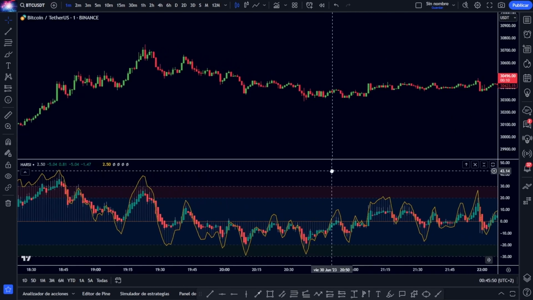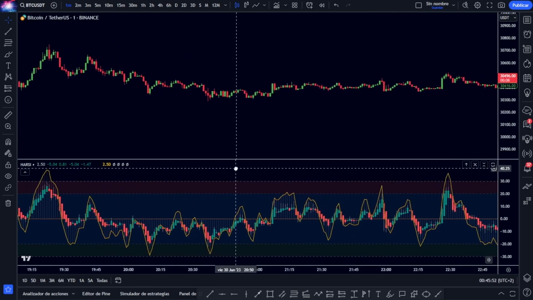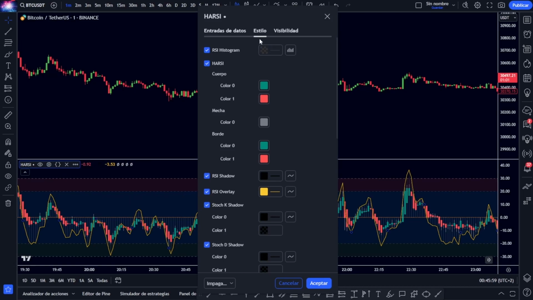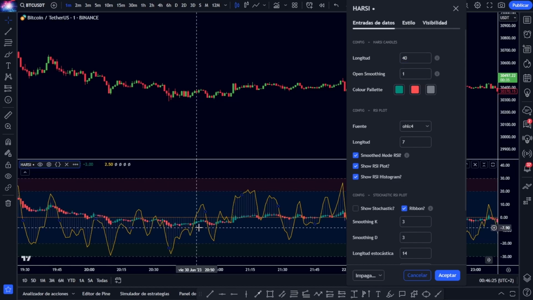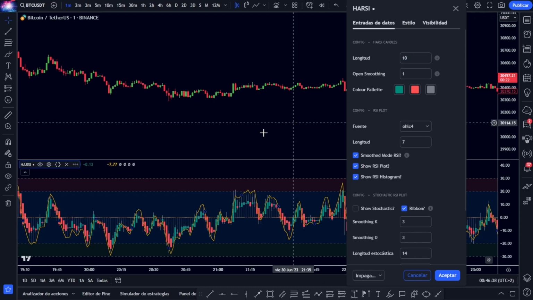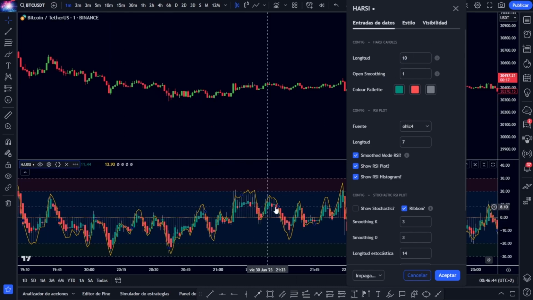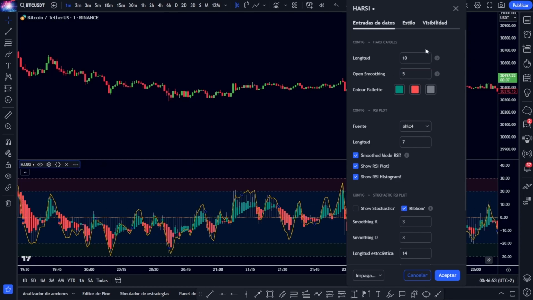As you can see, it gives us enough data of the market at every moment, but the first thing we are going to do is go to the inputs, and as you can see, if we raise the length, for example to 40, the indicator is shown too inaccurate. So what we have to do is lower that length to 10, so that it gives us more extensive information in each of the candles. The open smoothing would be exactly the same, so we will place it at 5. As you can see, just visually we can interpret the information better.